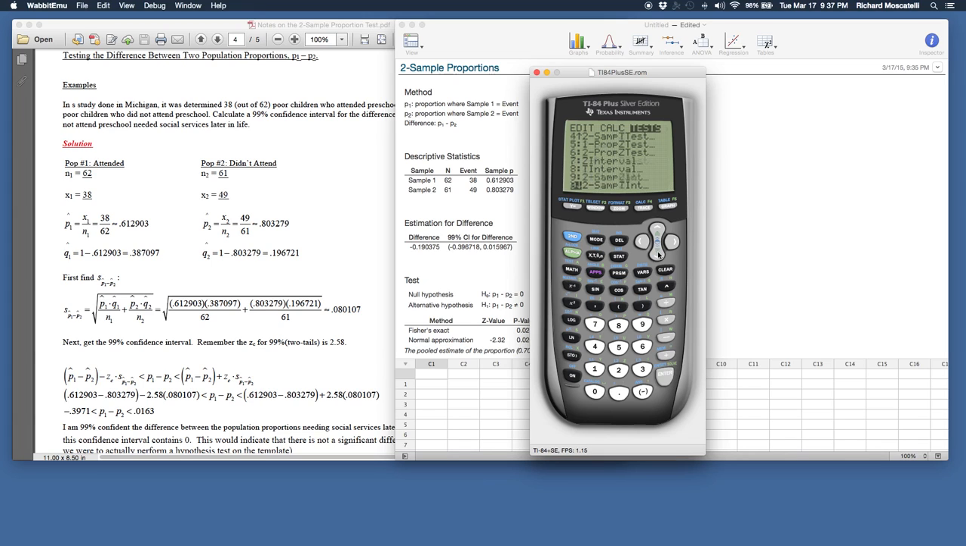2-sample z-interval. No, we don't need that one. 2-sample t-interval. 1 prop. Here we go. 2 prop z interval. 2 proportions. Alrighty, so let's select that. Same menu that Minitab had virtually. So x1 was the 38. N1 was 62. X2 is 49. And N2 is 61. This is a 99% confidence interval. So you go on top of calculate and let it do its thing.